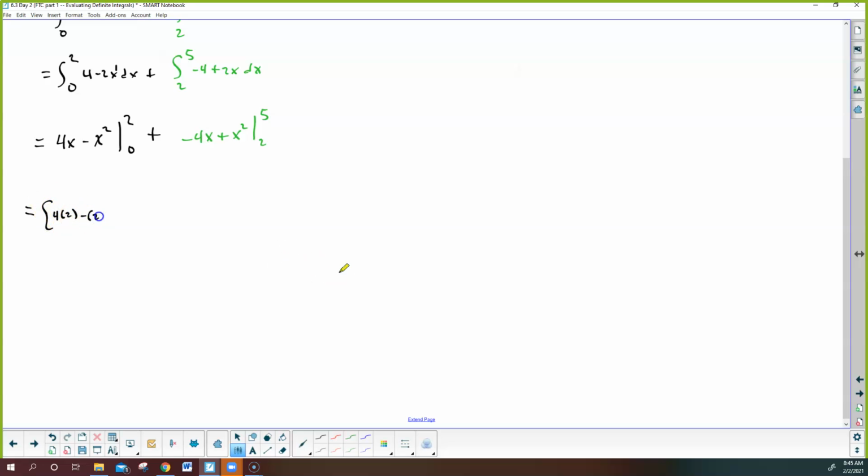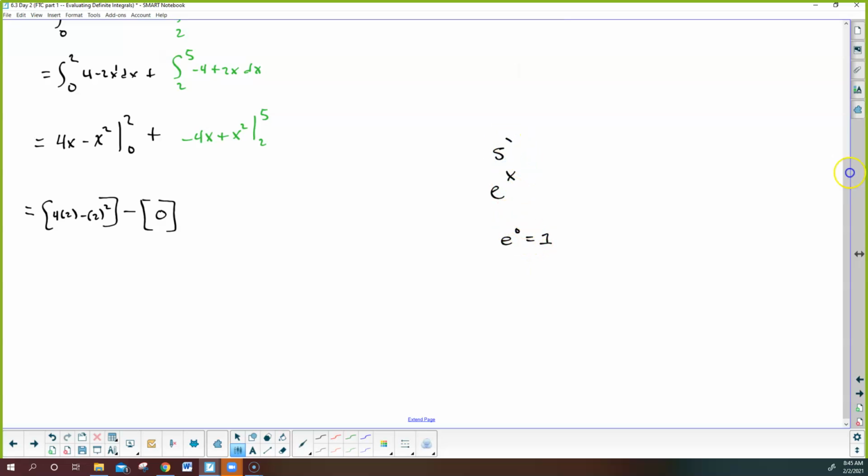plugging in 2, minus the lower bound. Now, in this case, I know if I plug 0 in here and here, I don't have to write it out. You could just say that whole thing is going to be 0. But I will say you got to be really cautious, because if I had e to the x in there, e to the 0 power is not 0. Remember, anything to the 0 power is 1.